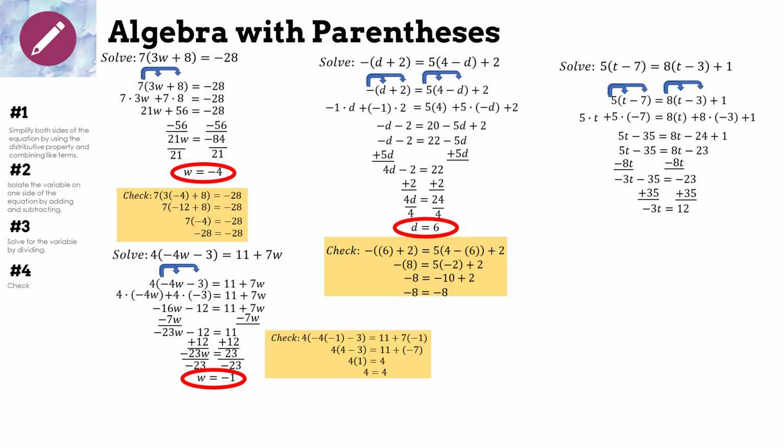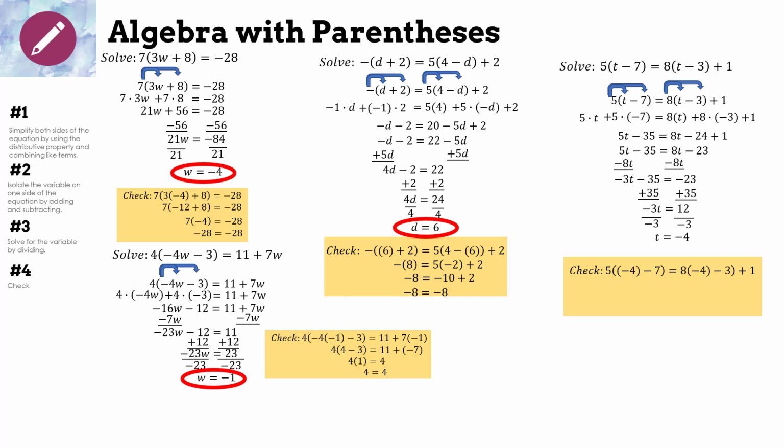Well, I don't want to know what negative 3t is. I want to know what t is. Anytime I have a number next to a letter, that means to multiply. The opposite of multiplying is dividing. So I'm going to divide by negative 3 on both sides of the equal sign. This gives us t equals negative 4, but we still need to check it.